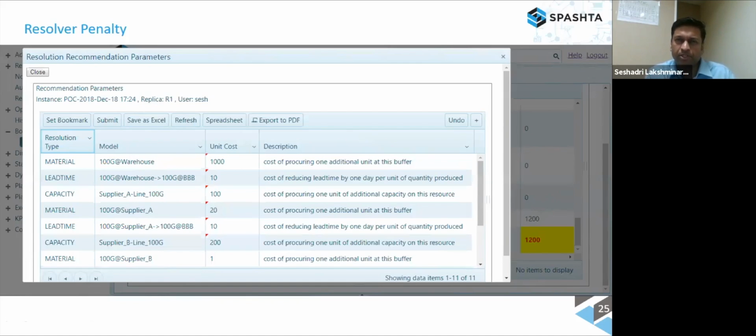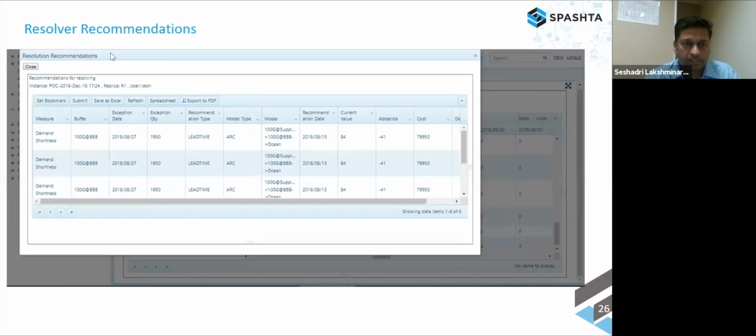And one of the best ways to automate it is to put penalties on the various options, possibly modeled on the actual cost, and let the system then suggest, recommend what course of action should be. Then you go and pick. So here the system is suggesting these possible actions, and you go ahead and pick the best action forward.